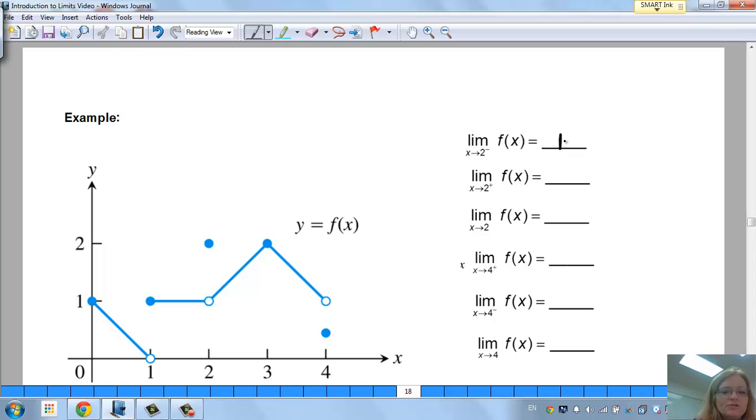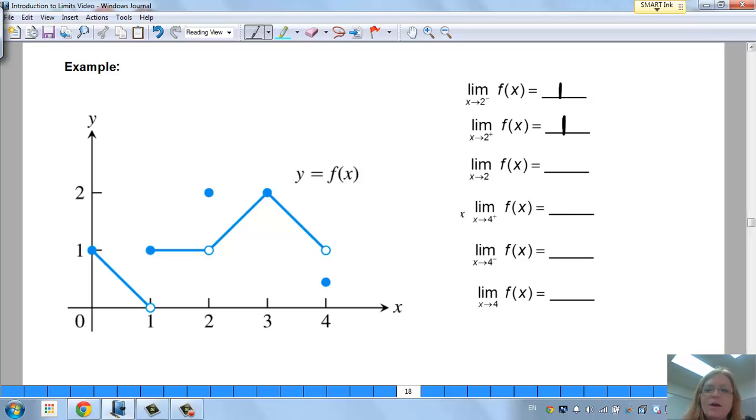Now I'm going to approach 2 from the right. So I'm going to come this way. I'm going to follow the function up. Come here. When I approach 2 from the right, it is also 1. Even though the point (2, 1) is not on the graph, it's the point (2, 2). See, that's called removable.